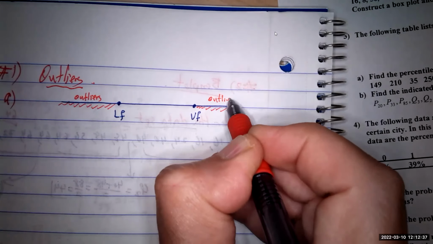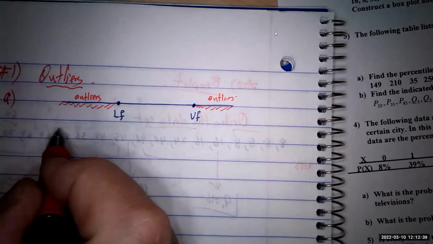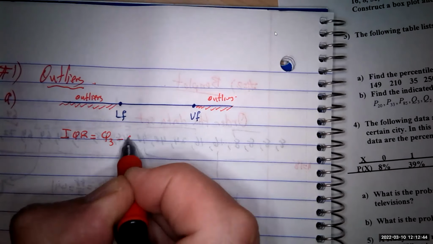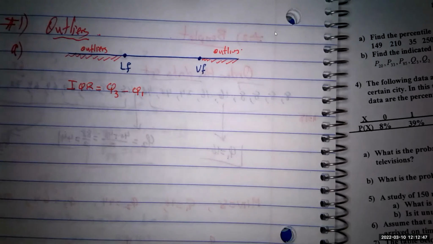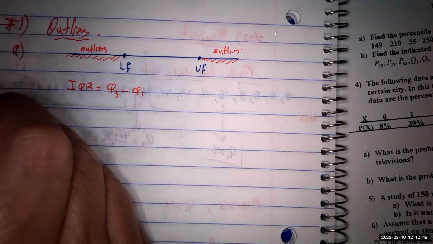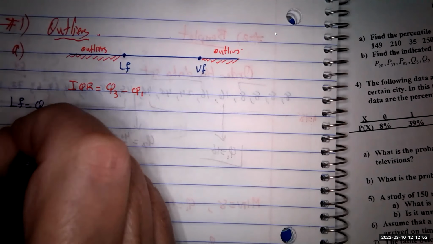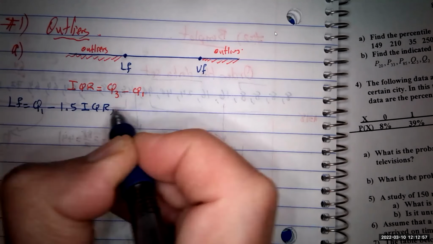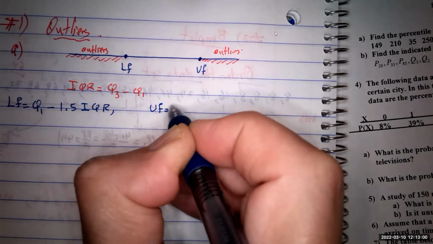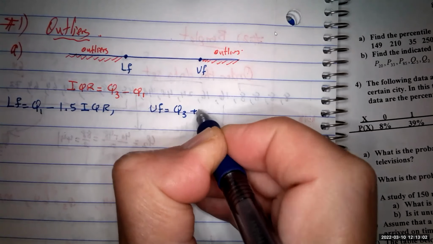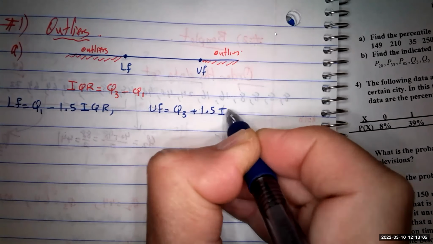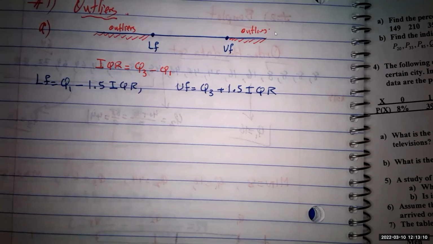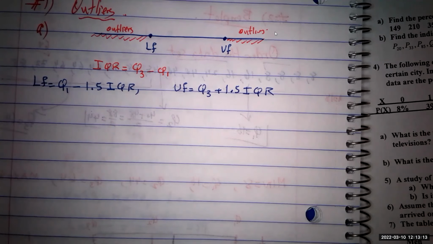or here. Now the way we're going to find it, you have the IQR, which is Q3 minus Q1. Then the lower fence is going to be Q1 minus 1.5 IQR. And the upper fence is going to be Q3 plus 1.5 times IQR. That's it. So the rest is going to be algebra to get these numbers.